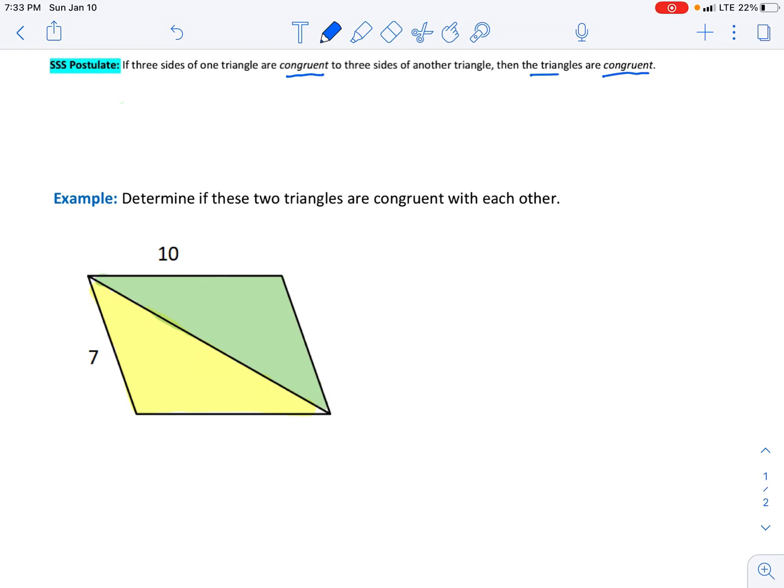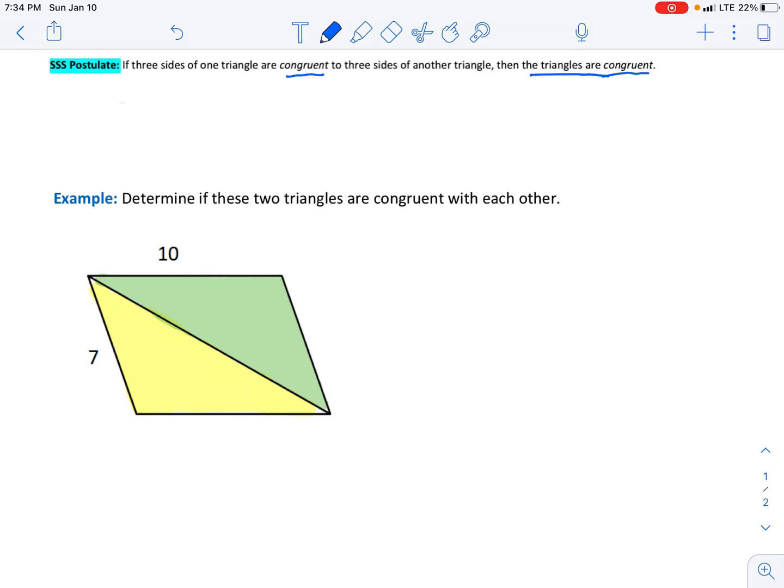Okay, so overall, those triangles are congruent triangles, if, again, we have that three sides of one of the triangles are congruent to the three sides of the other triangle. So now, looking at this example, it says determine if these two triangles are congruent with each other. On your assignment, you won't have these triangles colored, but what helps me is to color them to see that they are two different triangles. They're two triangles coming together to form a parallelogram.